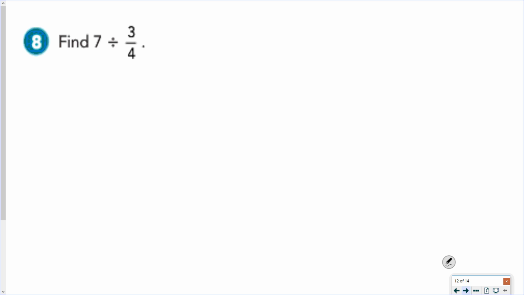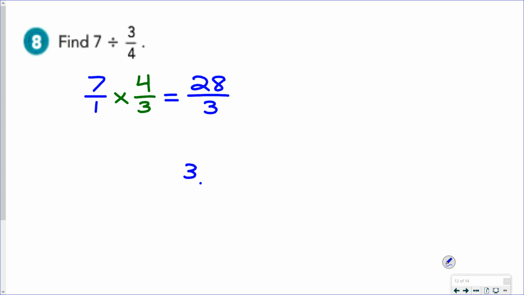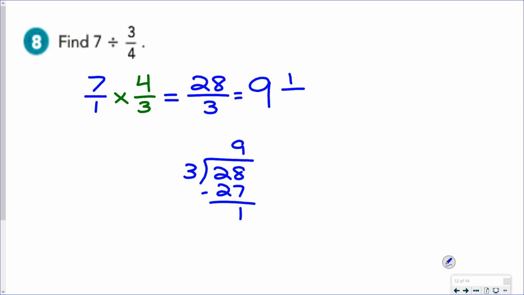So if we have 7 divided by 3/4, I would keep the 7. Change division to multiplication. Use the reciprocal of 3/4, which is 4/3. There's no simplifying I can do. 7 times 4 is 28. 3 times 1 is 3. I have an improper fraction, so I turn that into a mixed number. 3 goes into 28 9 times. 9 times 3 is 27. 28 minus 27 is 1. Whole number is my quotient. Remainder is my numerator. Denominator stays the same.